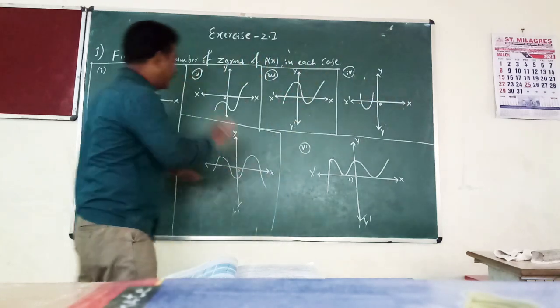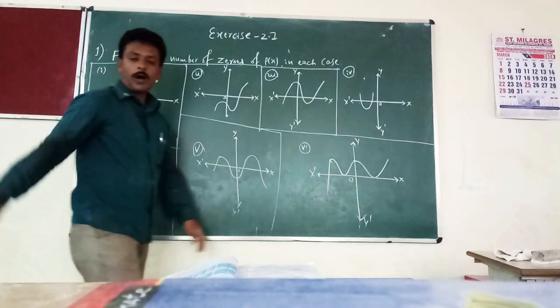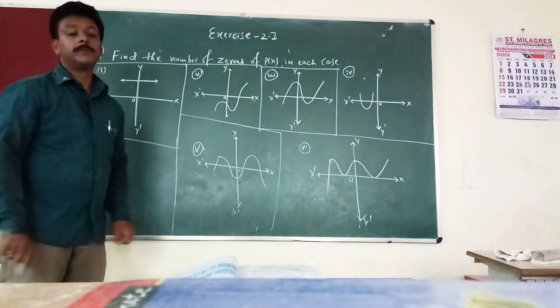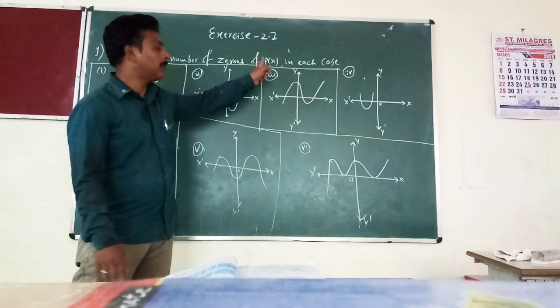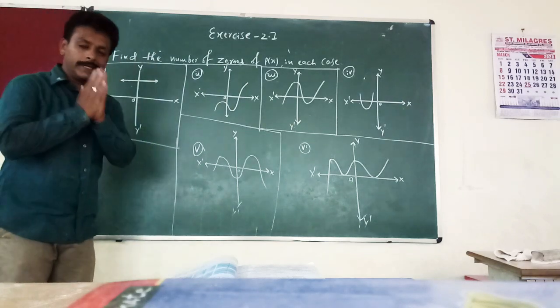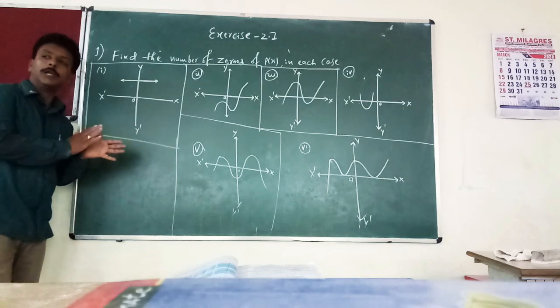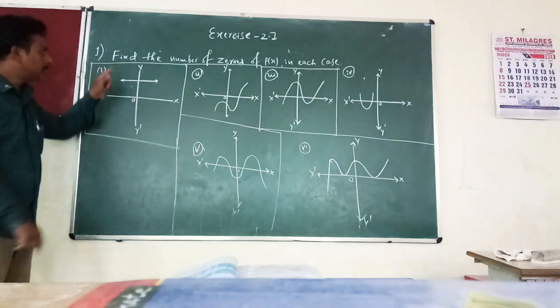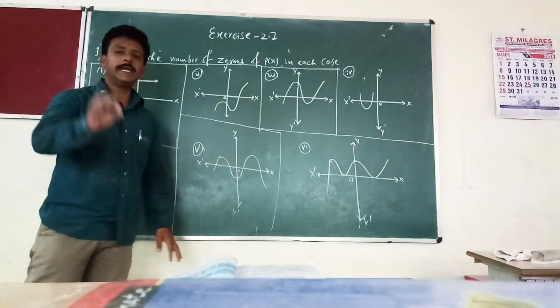Here 6 graphs are there. 1, 2, 3, 4, 5, 6. All are the graphs of 6 polynomials, all mentioned here as p of x. Looking at each graph, we have to say how many zeros that polynomial can have. I repeat the question. Find the number of zeros of p of x in each case.